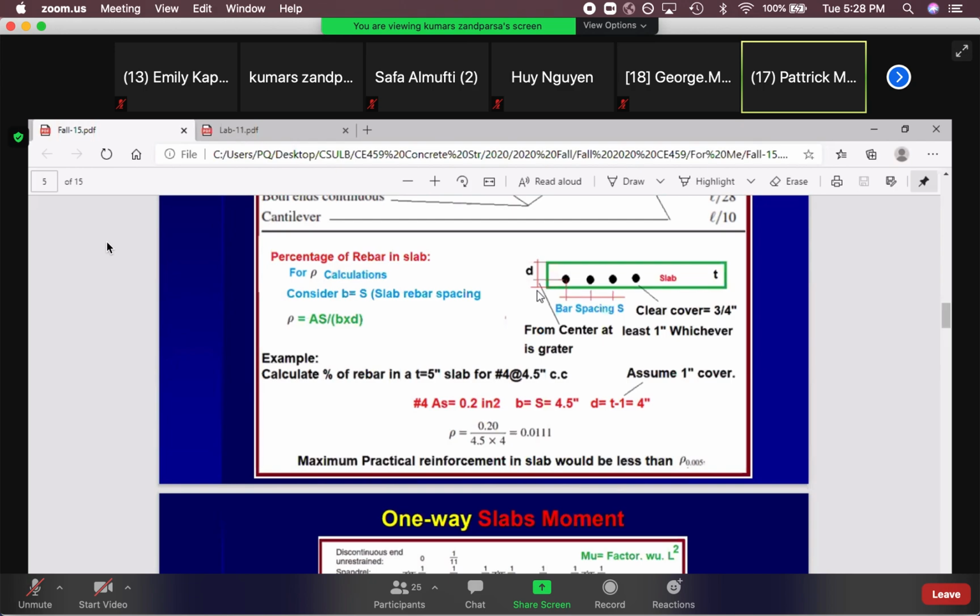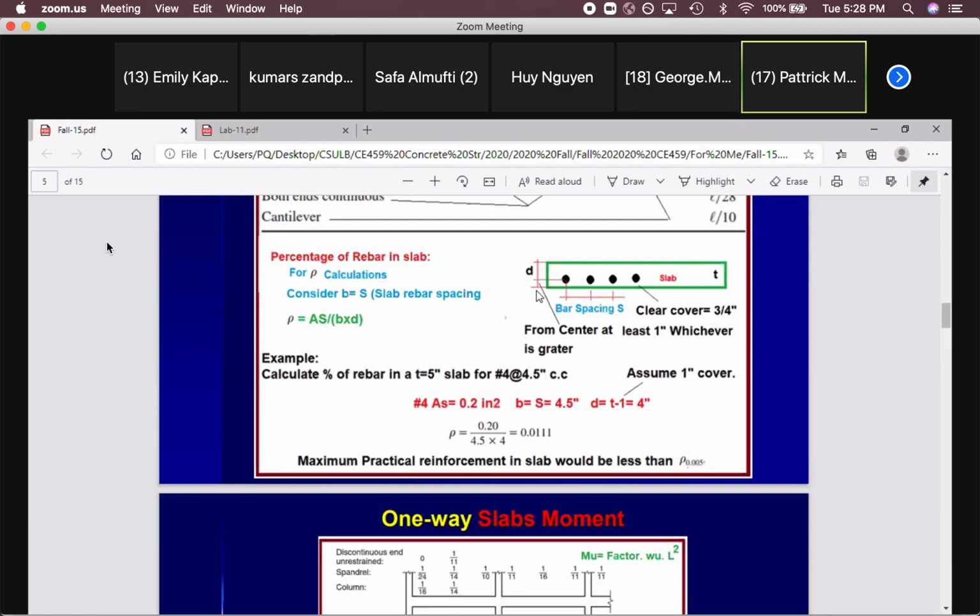Yes. Is D from the top of the slab to the rebar or to the bottom of the slab? No, to the center. From center, that's to the center. Yeah, this distance is here. D is from the rest of that. Look at this. This is your D, and this distance, I put this line here from center. Yeah, from center at least 1 inch, whichever is greater.